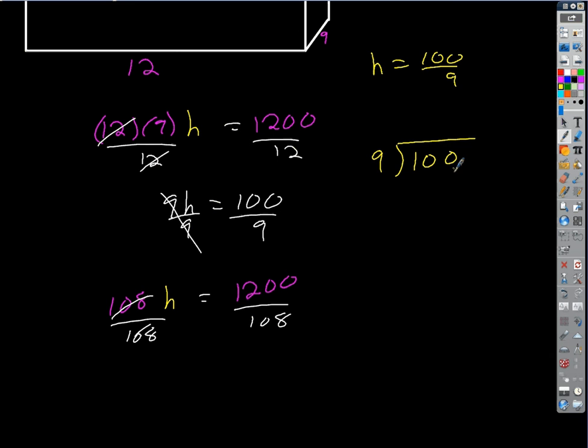Good. And then 9 goes into 10 one time. 9 times 1 is 9. Then we subtract, and we get 1. Then you drop the 0 down. 9 goes into 10 one time again. 1 times 9 is 9. Then we subtract, and we get 1 left over. So that's 11 and 1/9. That's the remainder, what remains over the denominator.